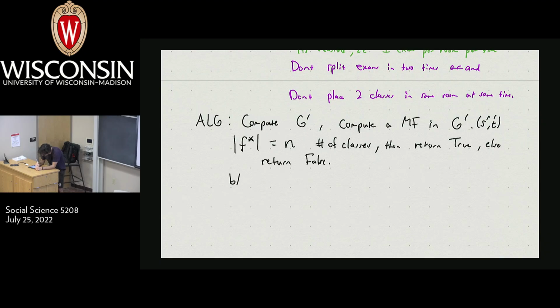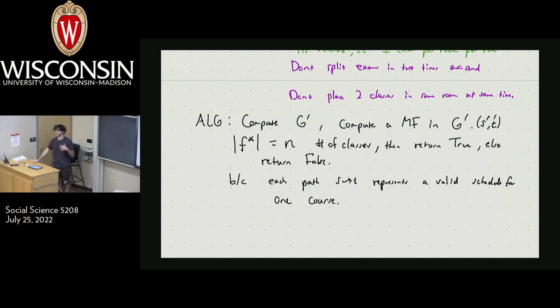And this is because each path from S to T represents a valid schedule for one course. Just like before, a path from S to T represented a valid matching edge, we're just generalizing that idea one more time. The paths are just longer now.